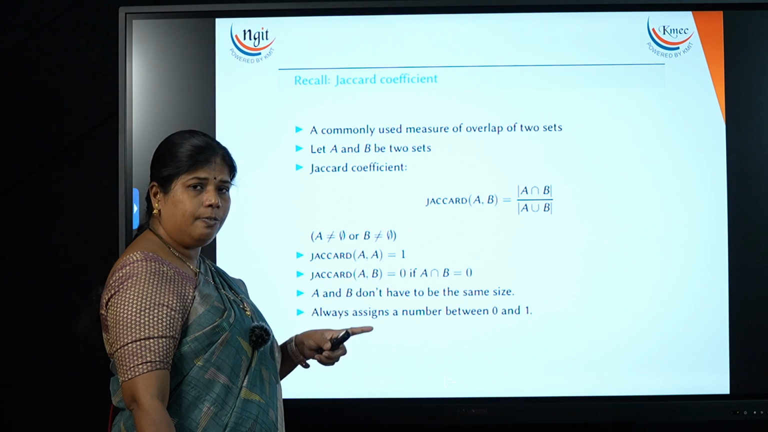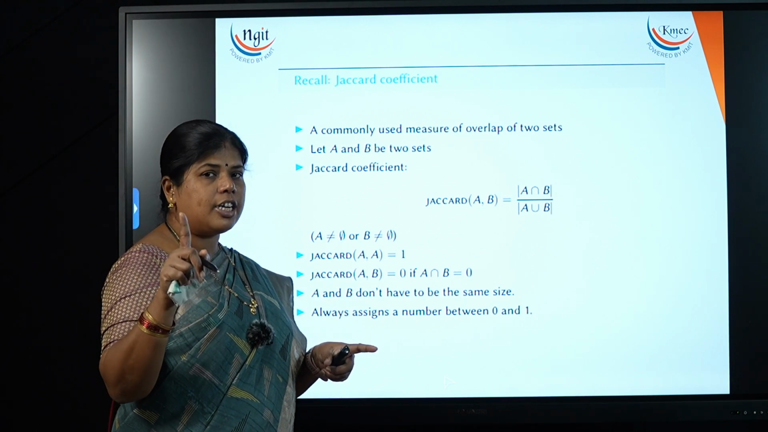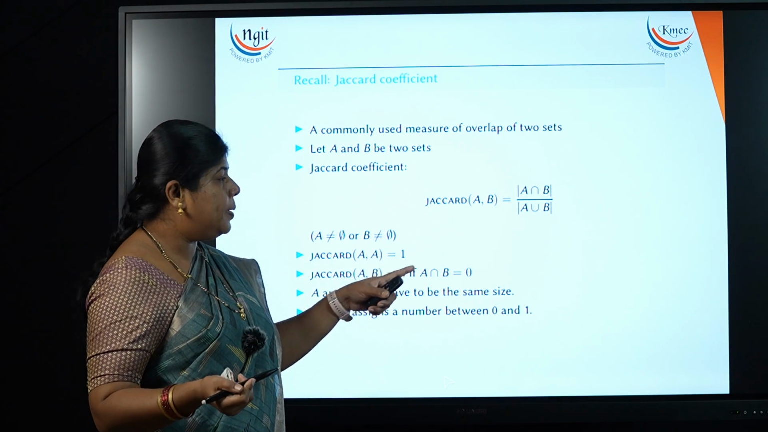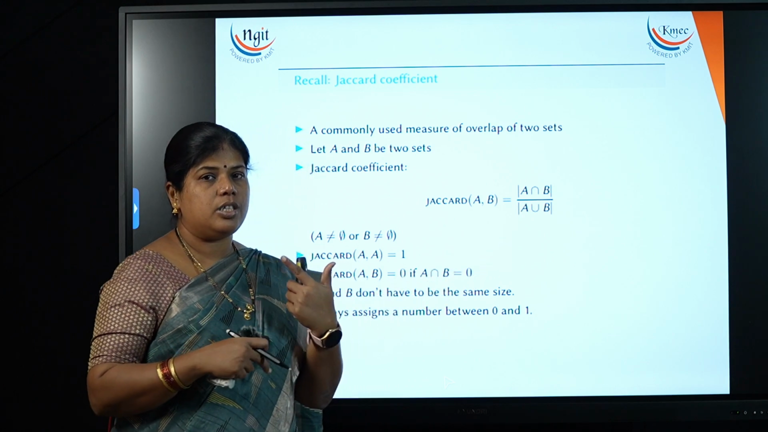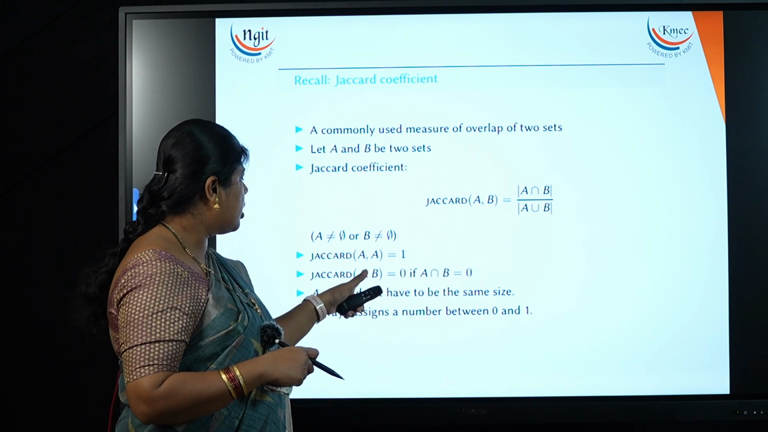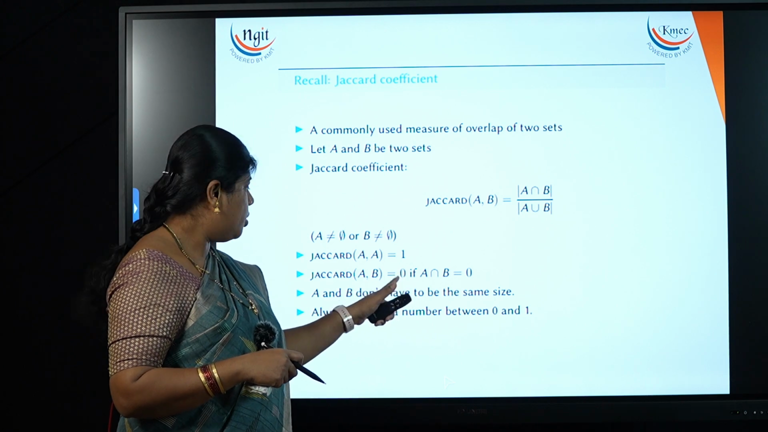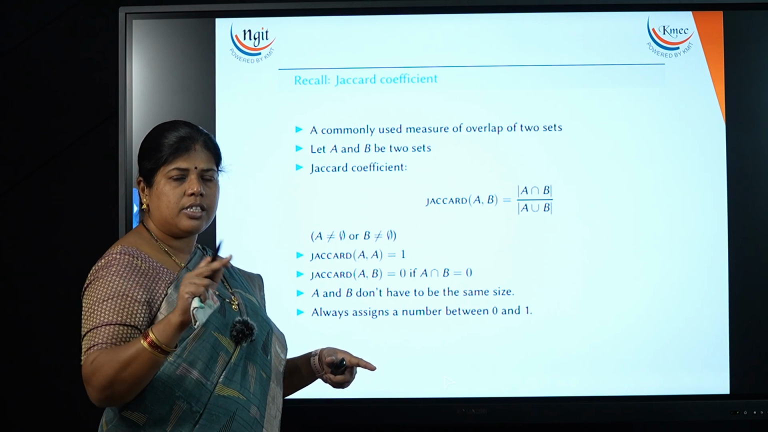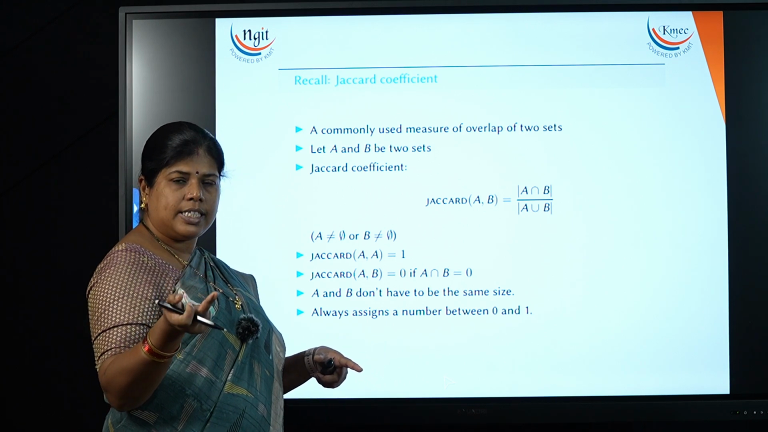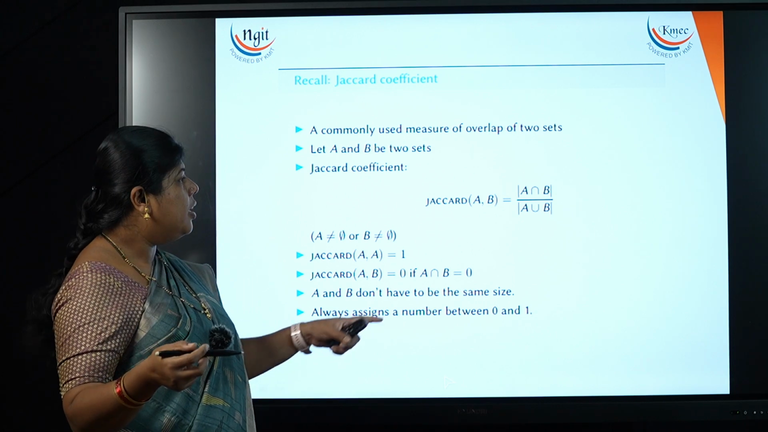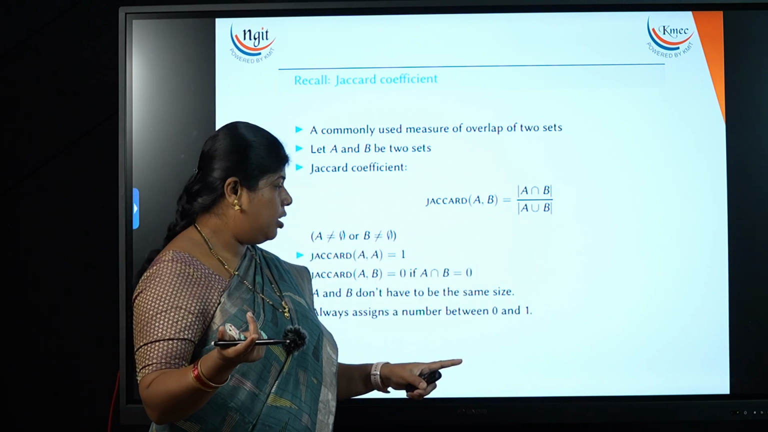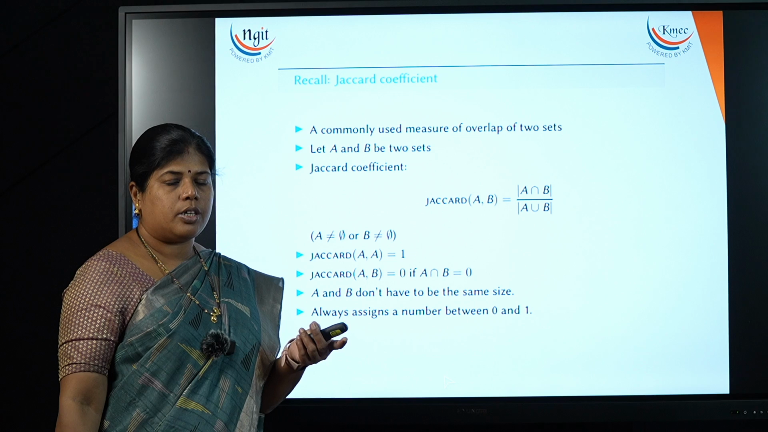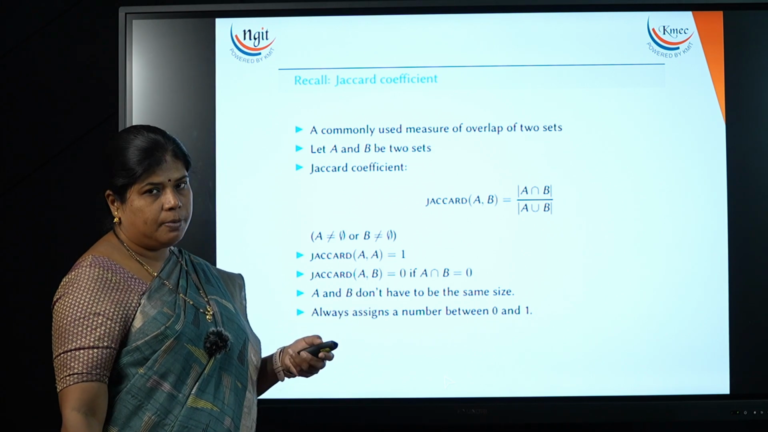Now, when in two documents not a single word is matching, then the intersection will be 0. And when I have 0 in the numerator, I will get the Jaccard coefficient as 0. Okay. Now, A and B don't have to be the same size, of course. It is not compulsory that A and B have the same size. Though they are of different sizes, I am going to consider the size by union. And it always assigns a number between 0 and 1, because with the Jaccard coefficient we will always get a number between 0 and 1.